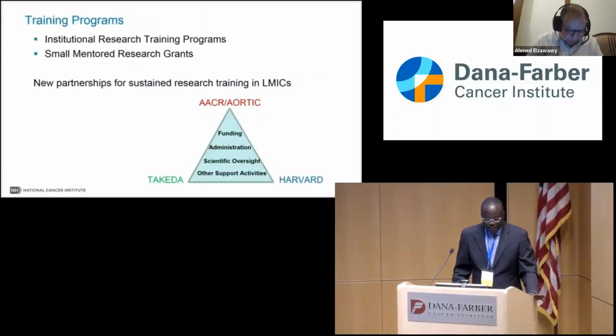So some of the training programs that we have, the one that I really want to emphasize is the small mentored research grants. We have about 50,000 US dollar grant programs where we give younger people 1 to 2 year programs. This kind of money in a low resource setting really goes a long way into doing good science. And you've seen from the previous conversation here how that is useful.